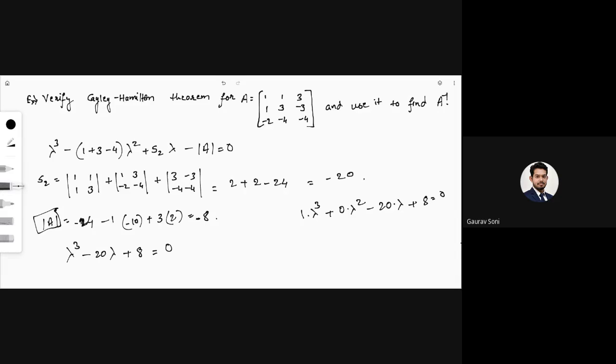So you can see this over there. You choose this button, then you have x, you shift the cursor, then you can make it cube, then minus 20 into variable x plus 8 equal to.